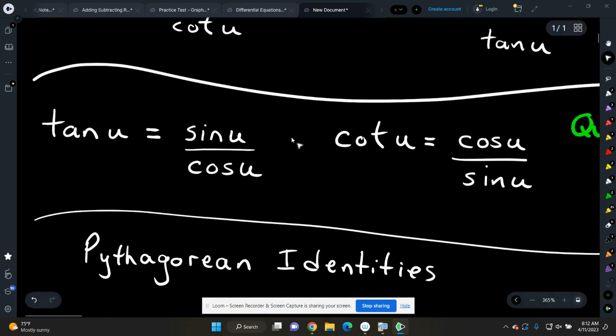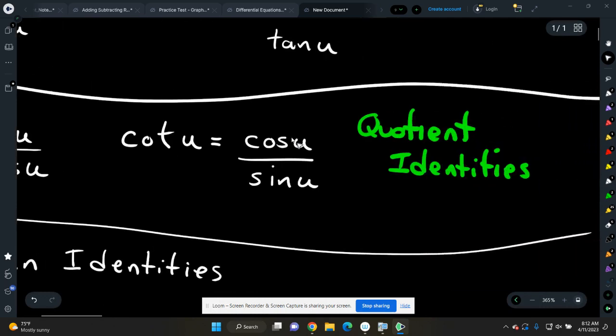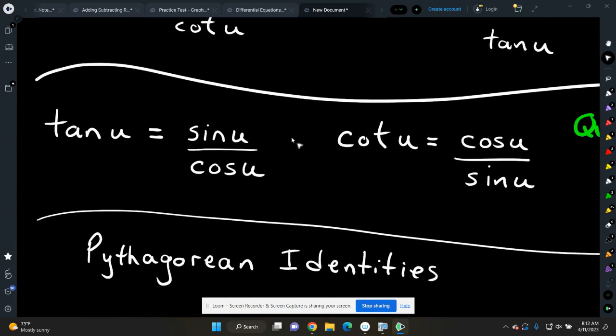Okay. So here's 2 more identities. These are called the quotient identities. We know that tangent is y over x. We know that from our unit circle. Well, if we think about it, y refers to the sine, x refers to cosine. So if we know that tangent is y over x from our unit circle, then we know that tangent is sine over cosine. Okay, tangent is sine over cosine, which means cotangent is cosine over sine.